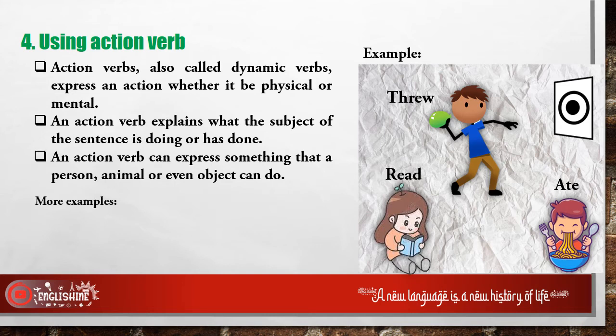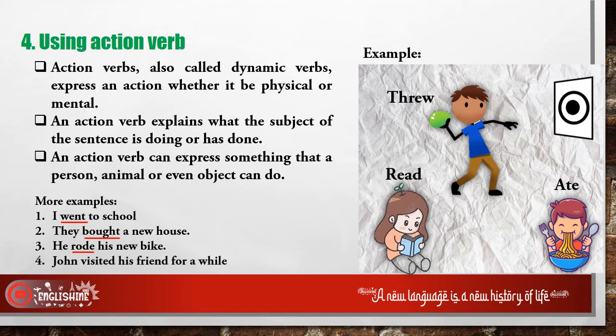And for more examples in complete sentences. First, I went to school. Went is an action verb. Second, they bought a new house. Bought is an action verb. Third, he rode his new bike. Rode is an action verb. The last, John visited his friend for a while. Visited is an action verb.